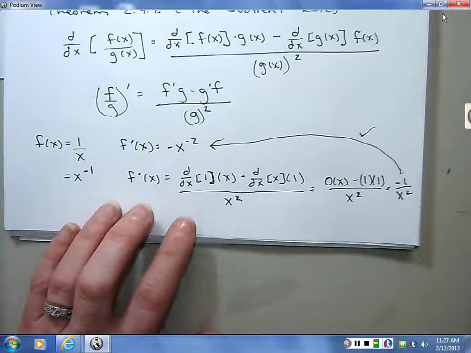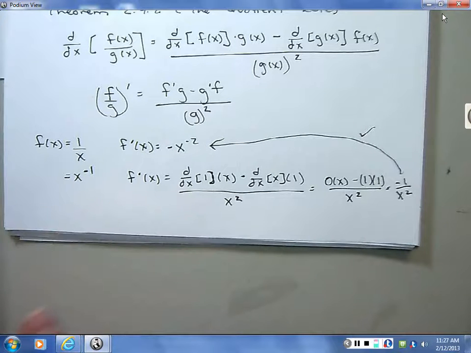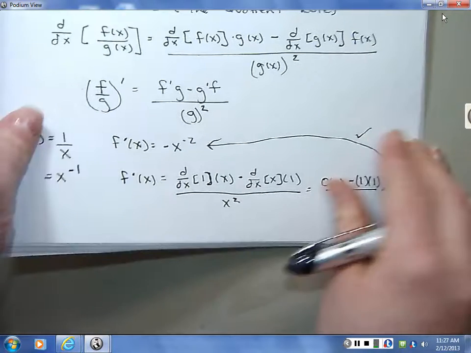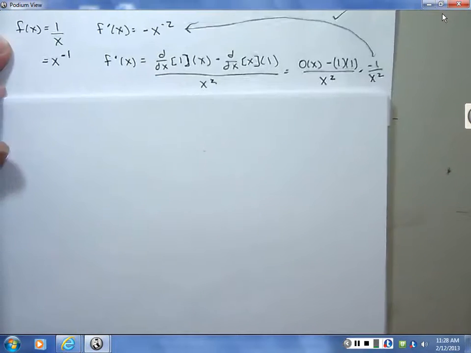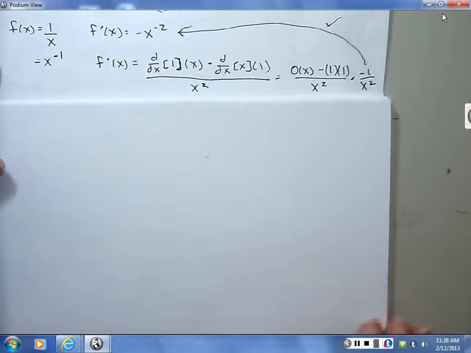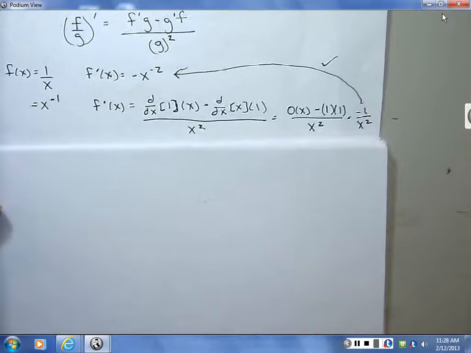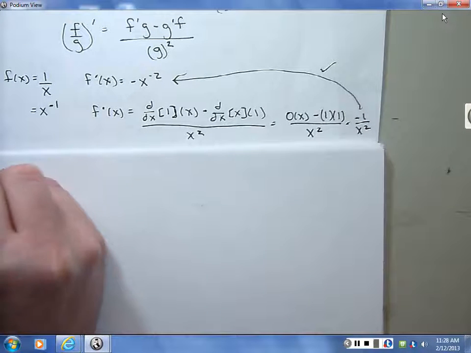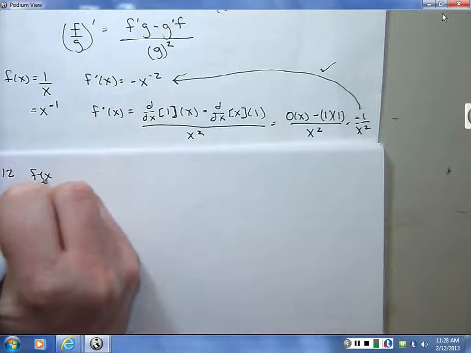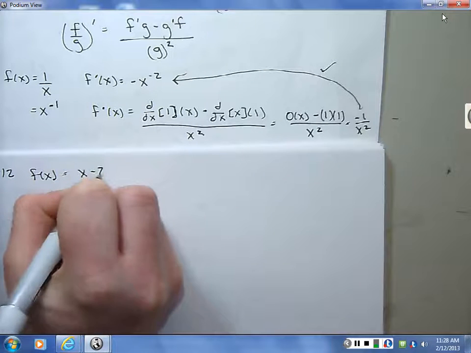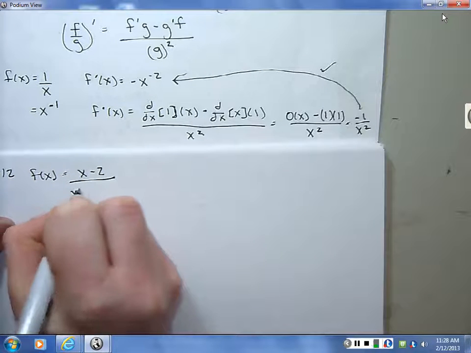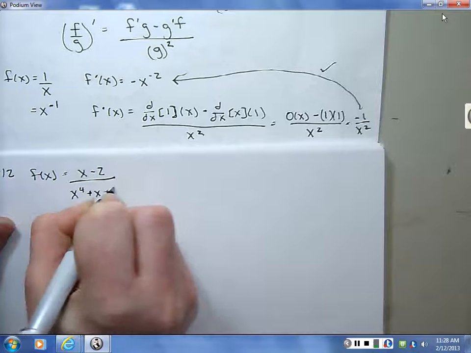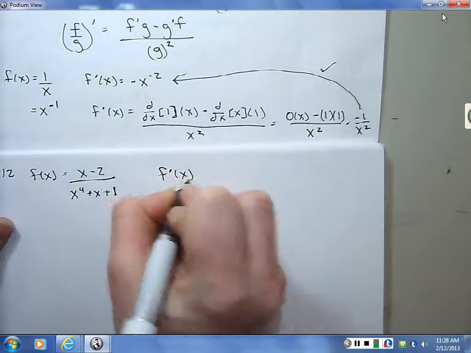So let's look at an example. Let's look at number 12. I'm going to go ahead and pull down the formula. So f of x equals x minus 2 over x to the fourth plus x plus 1. Find f prime of x.